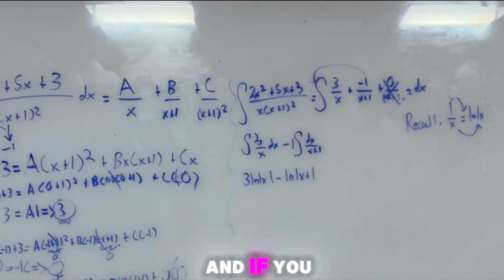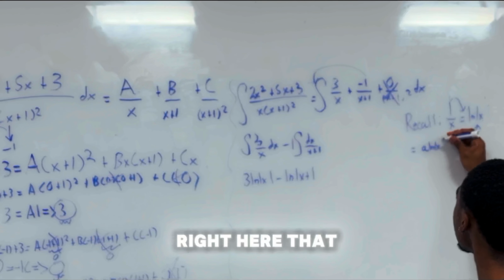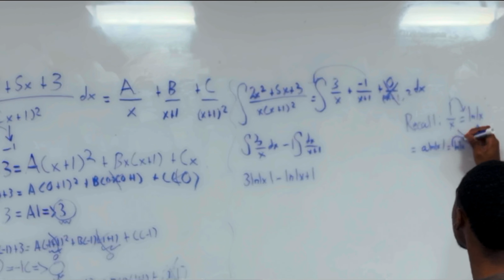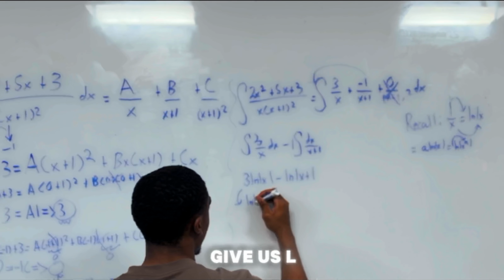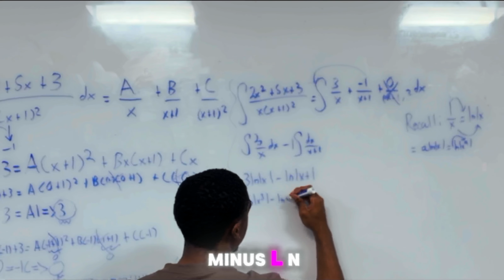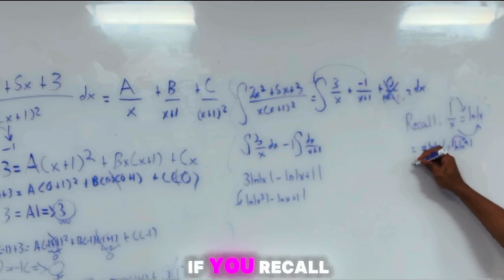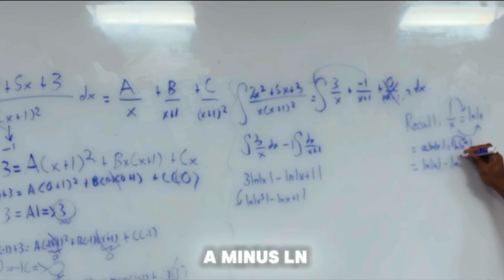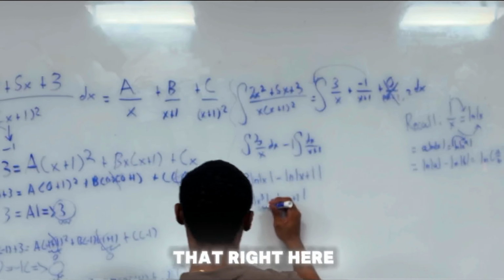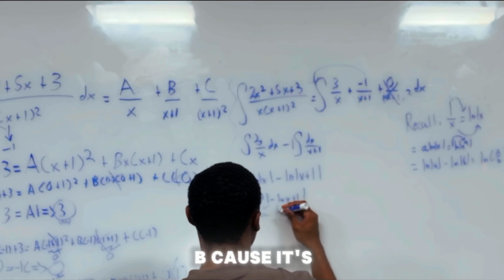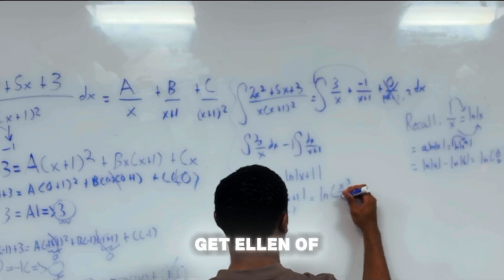Now we have to simplify, and if you all can recall again, I'll write it right here, that a constant times ln of x equals ln of x with that constant as a power. So that's what we're going to do to our friend right here, which is going to give us ln of x to the third power minus ln of x plus 1. Cool. Don't forget your absolute value signs. Now, we can simplify one more time. If you recall again, that ln of a minus ln of b is equal to ln of a over b. So we do that right here. This is our a, it's positive. This is our b because it's negative. So we get ln of x to the third power over x plus 1.